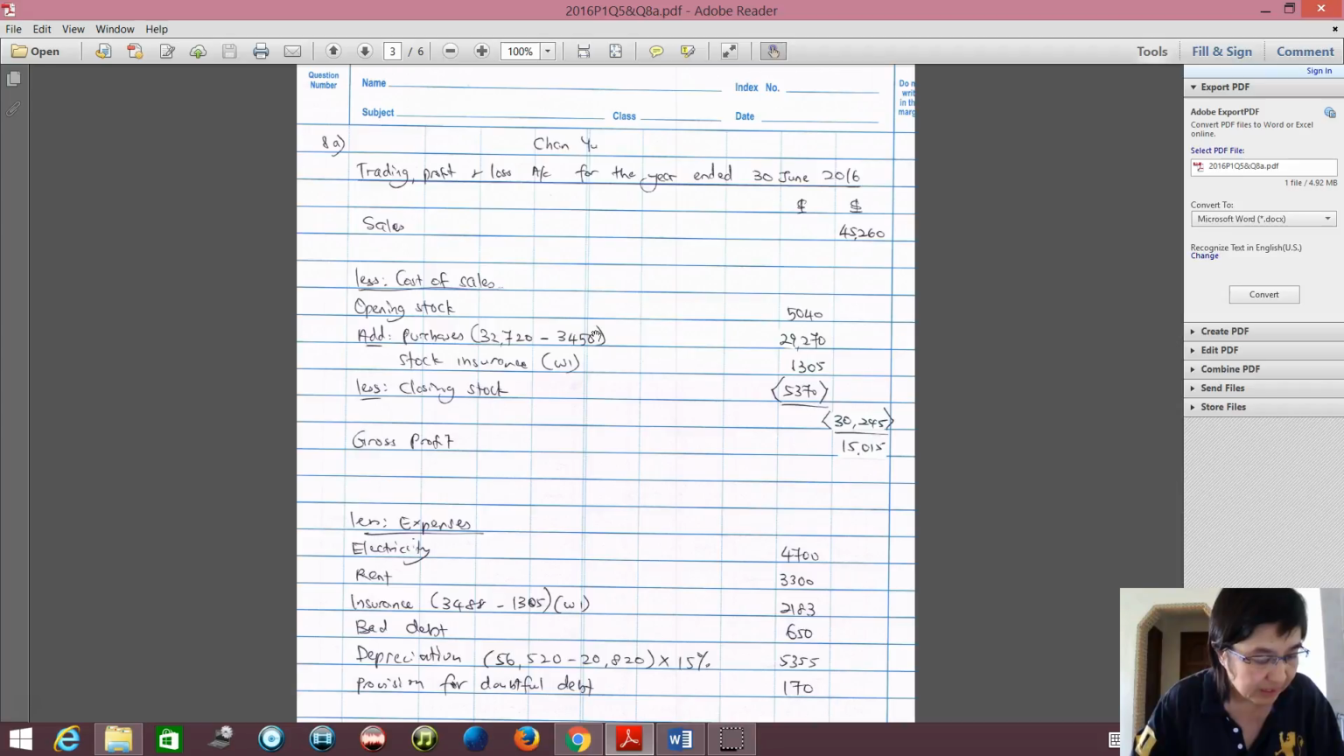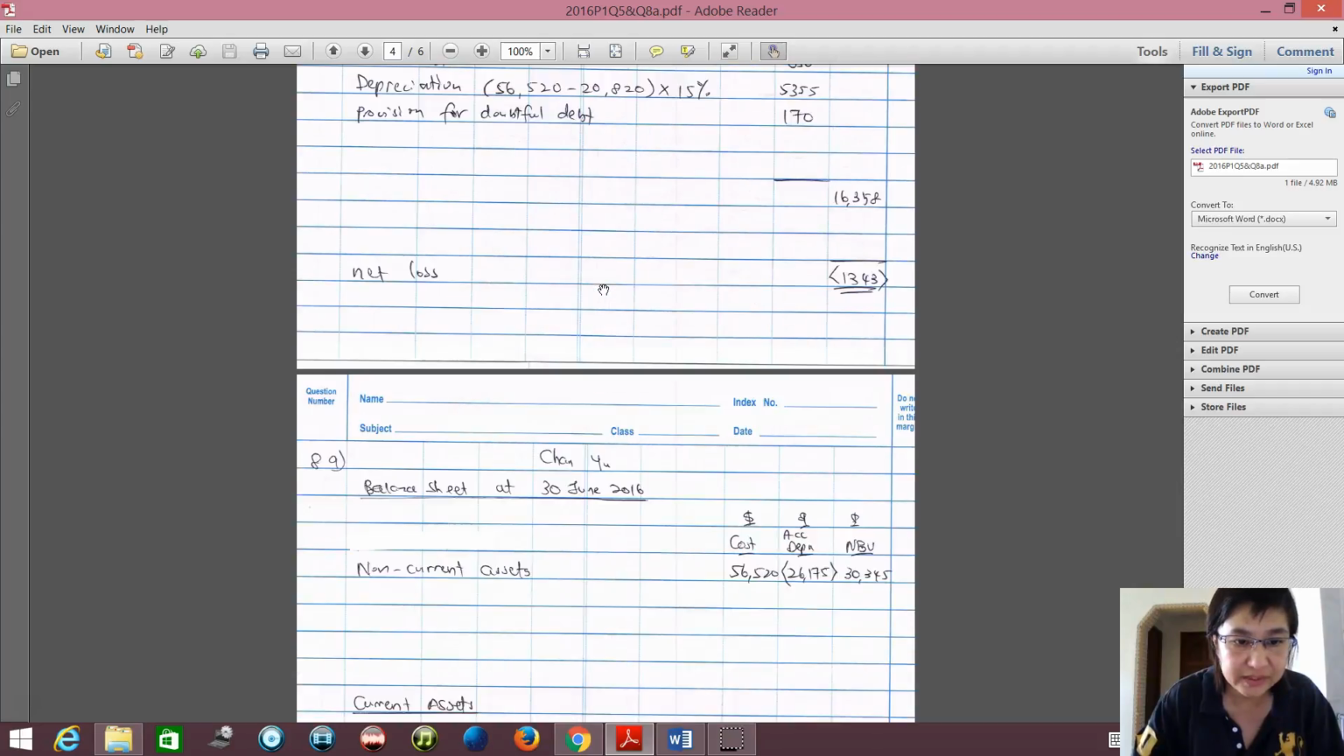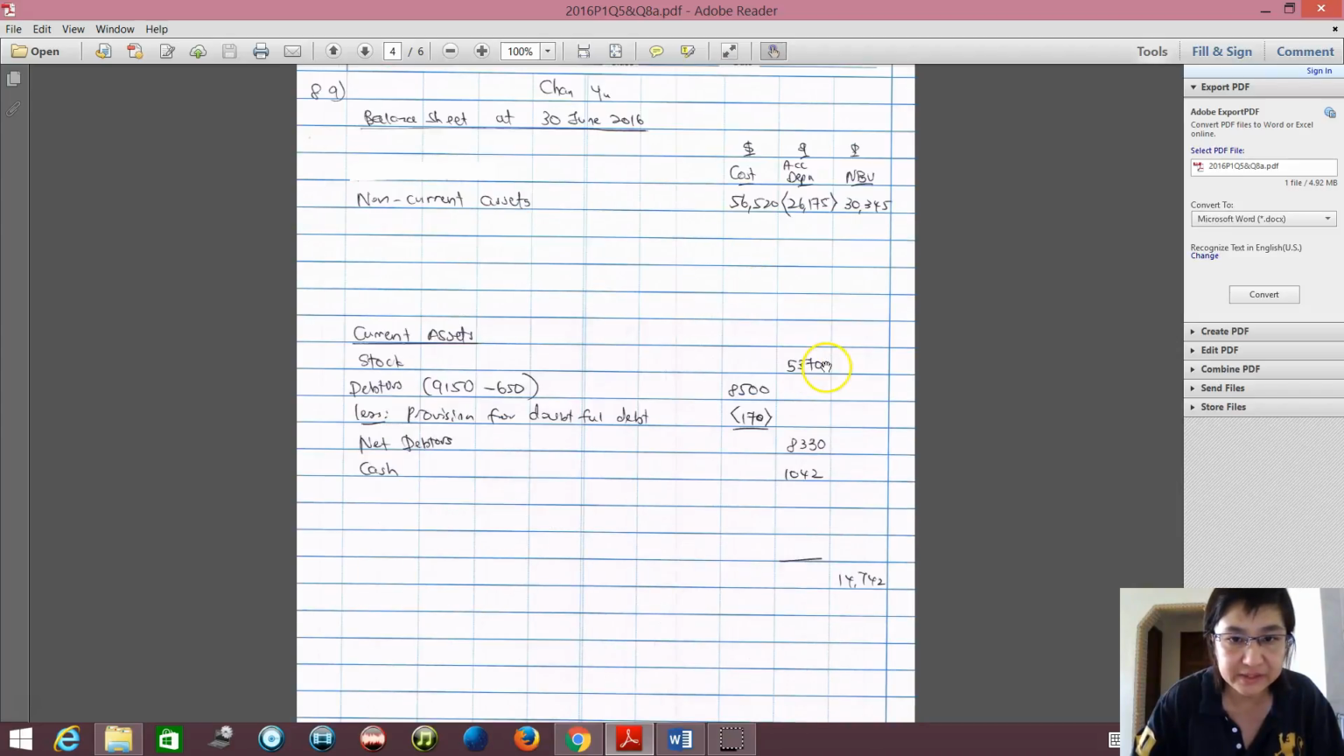Number 3: Chan Yu took stock value 3450 for his own use. You see additional information number 1, stock at the year end was valued at 5370. That already strongly indicated to me that this is a periodic stock system, where they don't have any regular journal entries for stock, but they do their stock take at the year end and the value is 5370. So that means the 5370 closing stock is the correct value in the balance sheet.